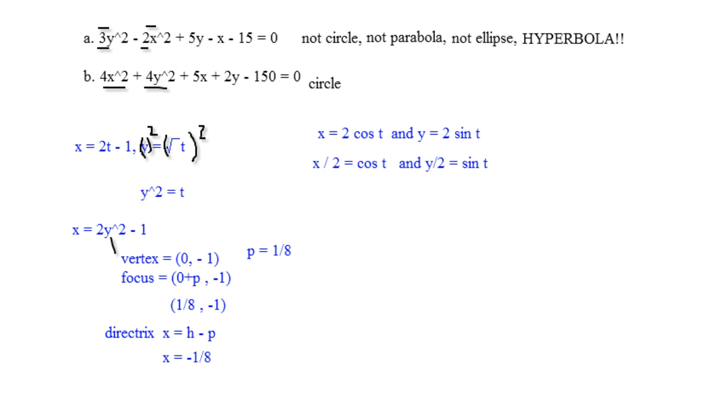Now, if we set it up, this is going to be kind of neat to work with. We're going to use the identity cosine squared of t plus sine squared of t equals 1. Well, if you notice, cosine and sine are actually equal to x divided by 2 and y divided by 2. So I can quickly replace those with x squared divided by 4 plus y squared divided by 4 equals 1. Now if I multiply everything by 4, I'm going to get x squared plus y squared equals 4. And it's a circle with a radius of 2 centered at the origin.